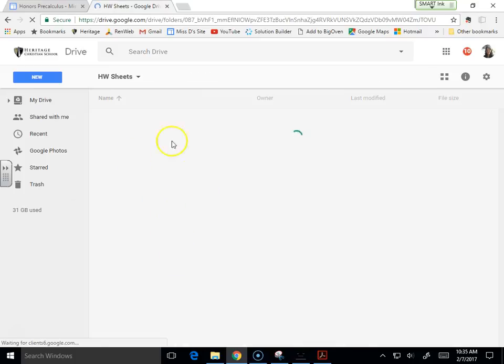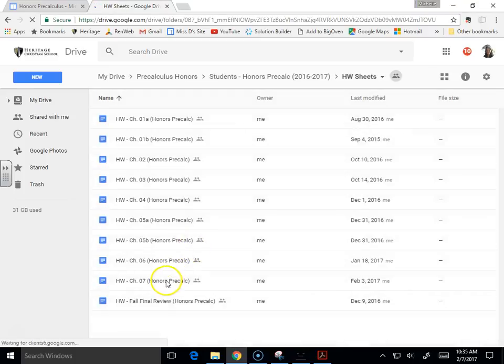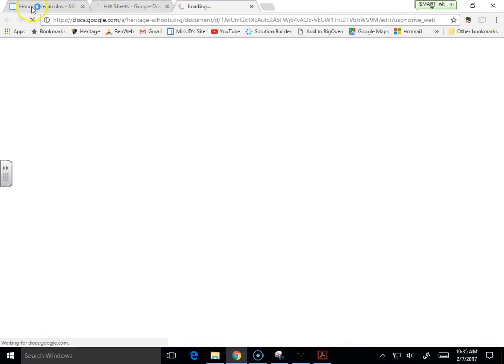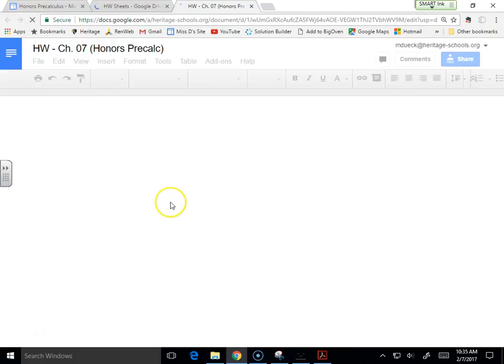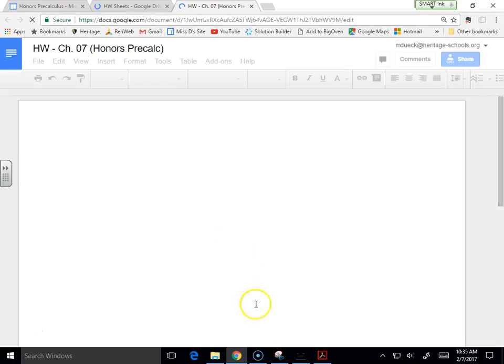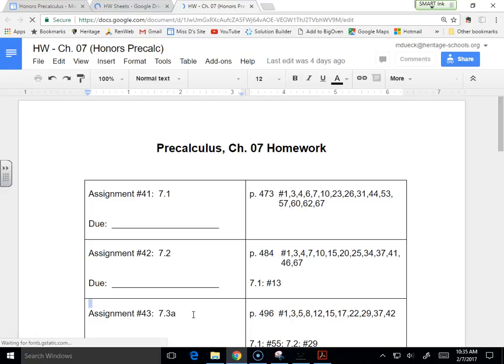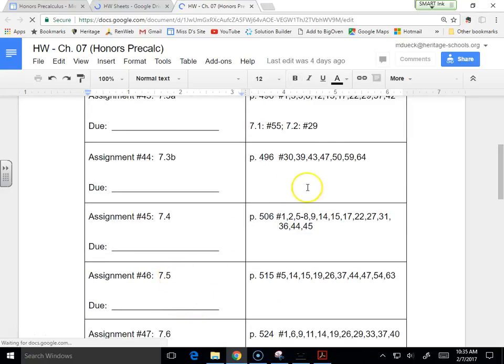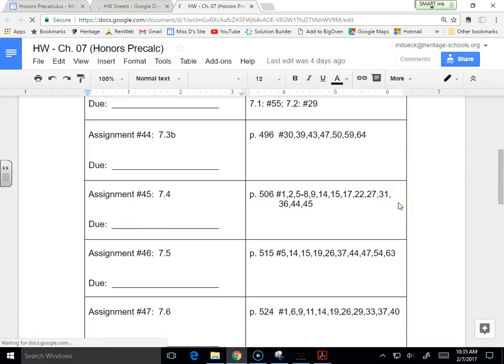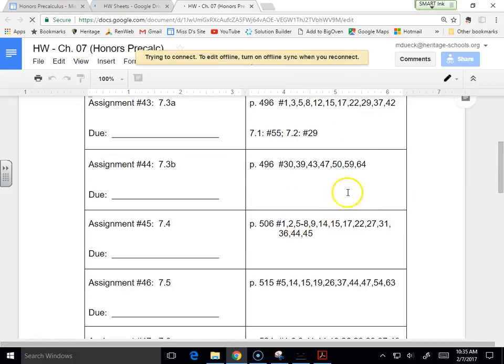Come on, homework sheet. Come to life. Computer.